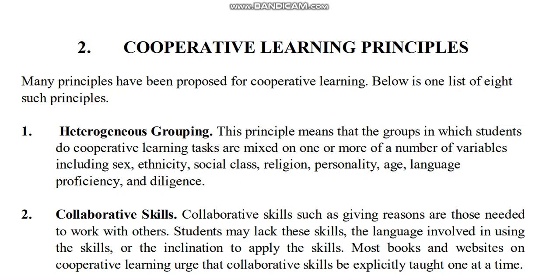The second one is collaborative skills. Collaborative skills, such as giving reasons, are those needed to work with other students, who may lack these skills, the language involved in using the skills, or the inclination to apply the skills. Most books and websites on cooperative learning urge that collaborative skills be explicitly taught one at a time.